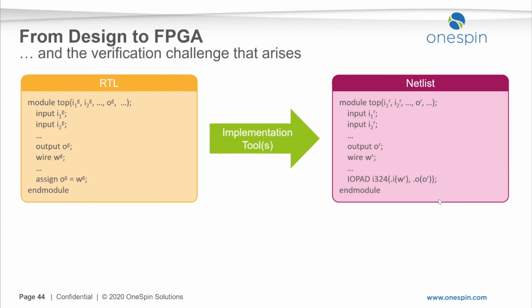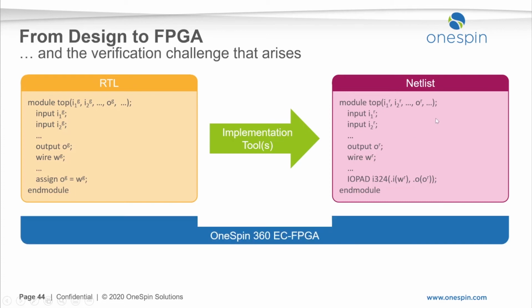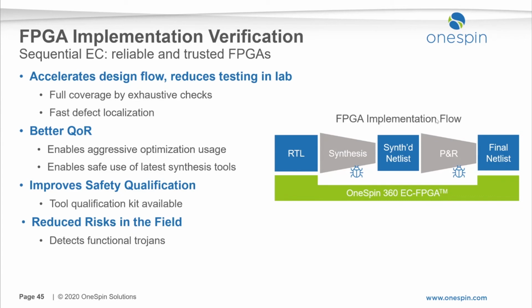So what is it that we do here with equivalence checking? Well, when you take your RTL code and synthesize it using the synthesis tool into a netlist, you want to make sure that these two are indeed behaving the same. And this is where OneSpin 360 EC-FPGA comes into place. So I'm going to take you a little bit through the advantages of using this kind of verification tool.